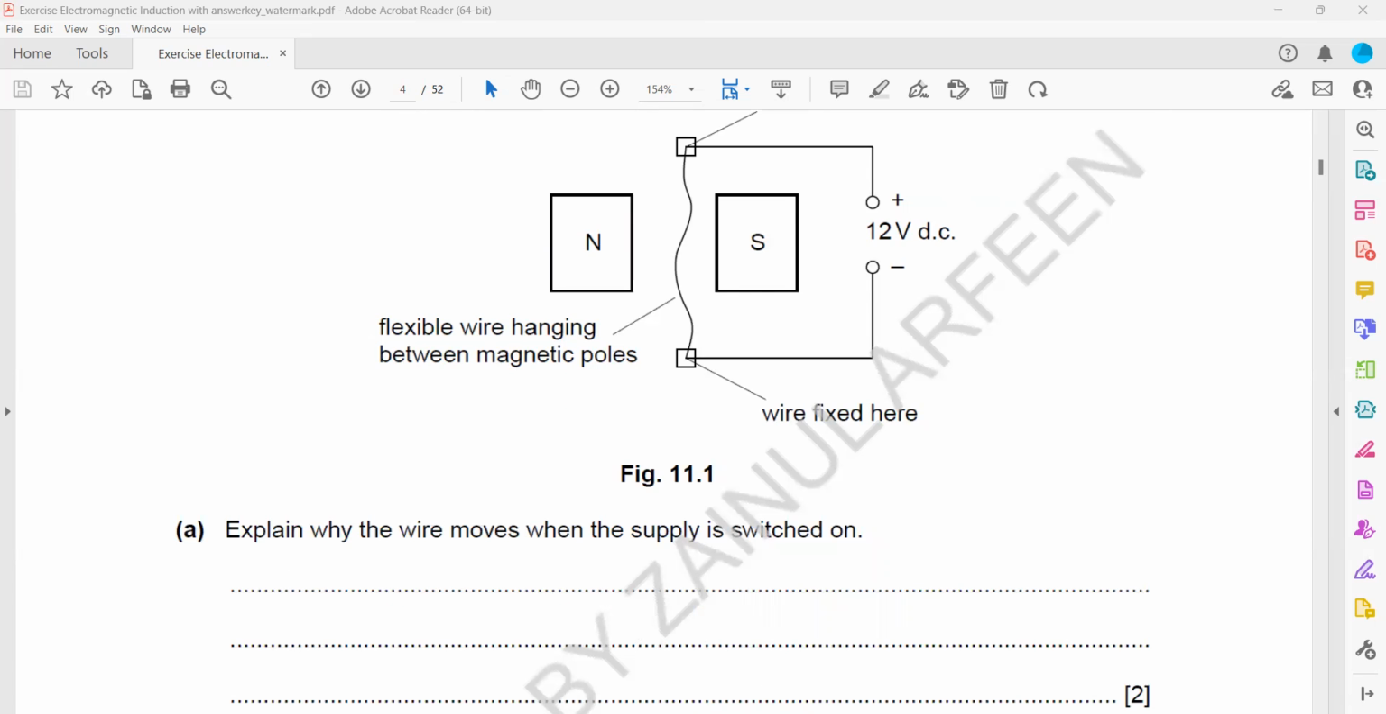First thing, when a wire is carrying a current, it produces a magnetic field. And the magnetic field of a wire, as it is carrying a current, the conventional current is there from positive to negative. So there are two magnetic fields. One is a magnetic field of a wire, and another one is a magnetic field of a magnet. So as a result, there are two magnetic fields. They will interact with each other. That's why the wire experiences a force.